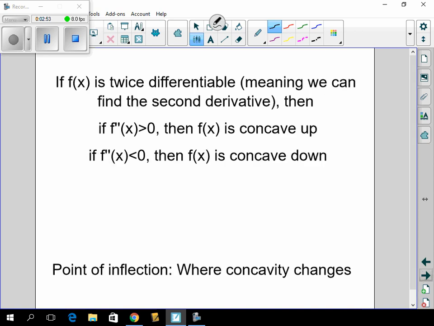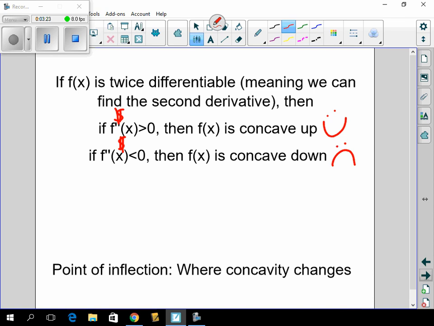So in order to find concavity, we need to be able to take the second derivative. If my function is twice differentiable, then if the second derivative is positive, it is concave up, like a cup. If my second derivative is negative, it's concave down, like a frown. And I always think of this like money: if I have more money, I'm happy. If I have less money, I'm sad.